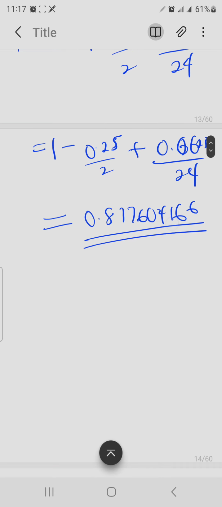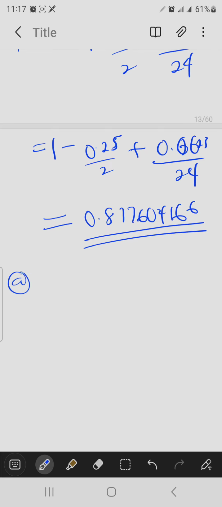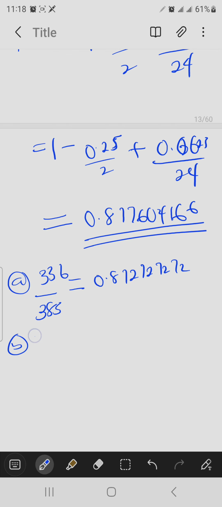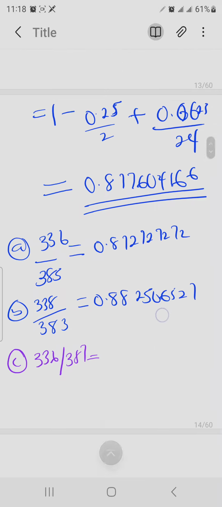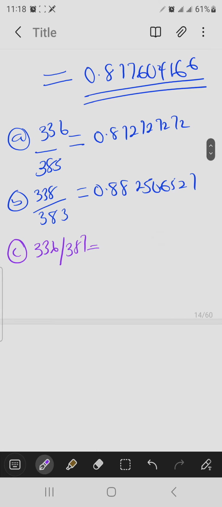Now you want to check which of the options is close to it. They said the fourth order. So for A, we have 336 over 385. When you divide this, you are going to have 0.8727272. B part, you are going to have 338 over 383, and you have 0.882506527. The C part is 336 over 387. Now I'm going to pause this and write all the other ones.